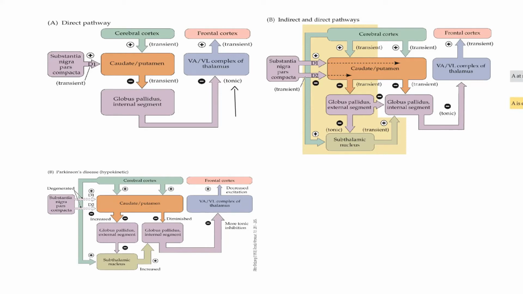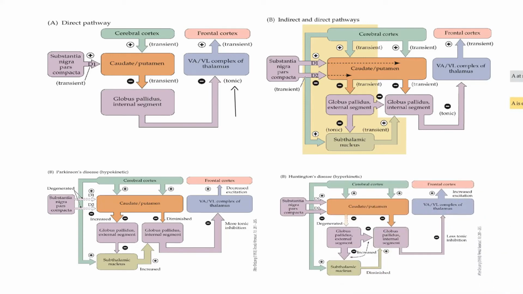Therefore, the subthalamic nucleus can increase its excitatory input to the globus pallidus interna, which then increases its inhibitory output to the VA and VL complex of the thalamus. This shuts down the excitatory input to the frontal cortex, decreasing the output from the motor strip, causing hypokinesis or decreased movement. This disease is progressive and can initially be treated with L-DOPA, a precursor form of dopamine, and with a deep brain stimulator in the later stages.